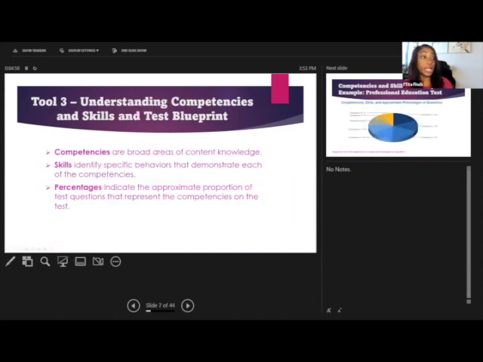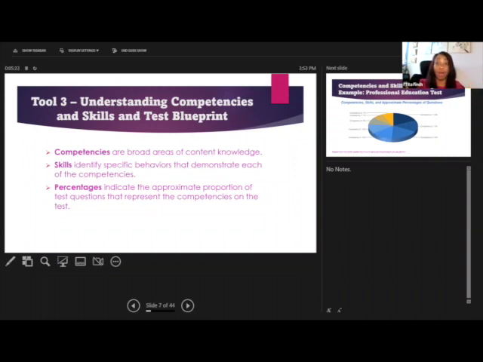Tool 3, understanding competencies and skills and test blueprints. And we're going to go back to that in a minute. Competencies are the broad ideas of content knowledge. The skills identify specific behaviors that determine each of the competencies, okay? So we want to be very clear to differentiate between competencies and skills.